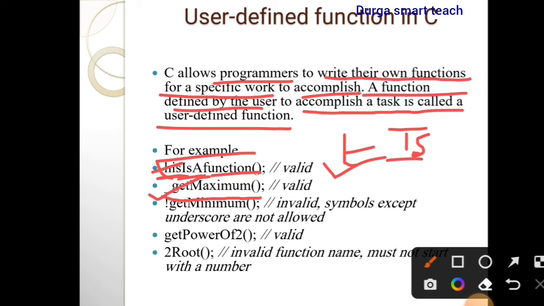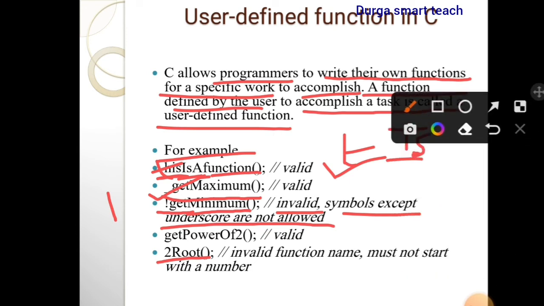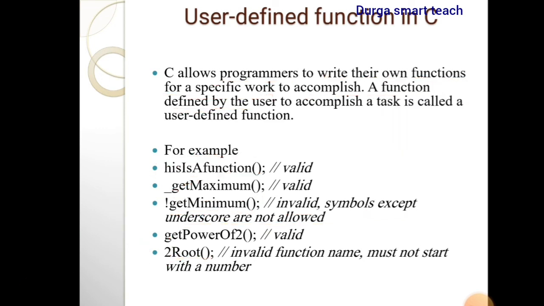Next, get-minimum. It is invalid. Symbols except underscore are not allowed. Next, 2root. It is also invalid. Why? Because the function name should not start with a digit. So these are some naming rules.